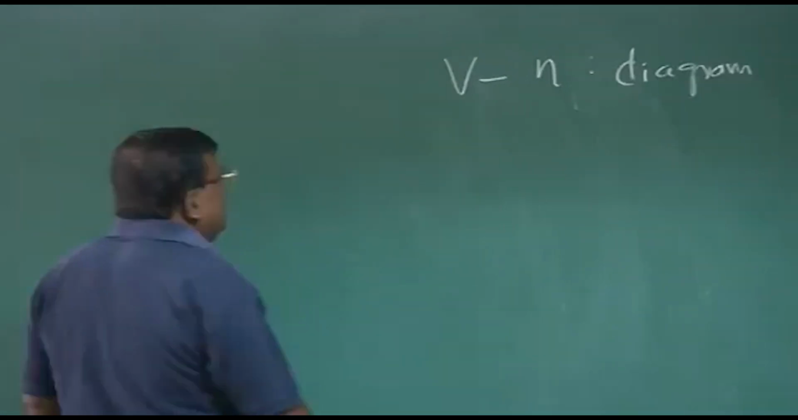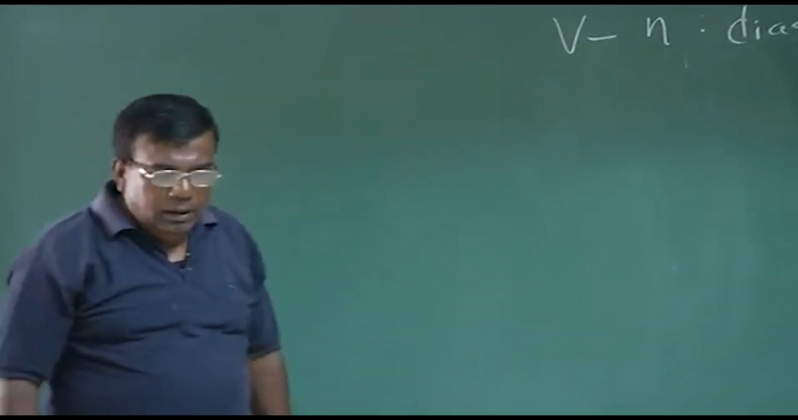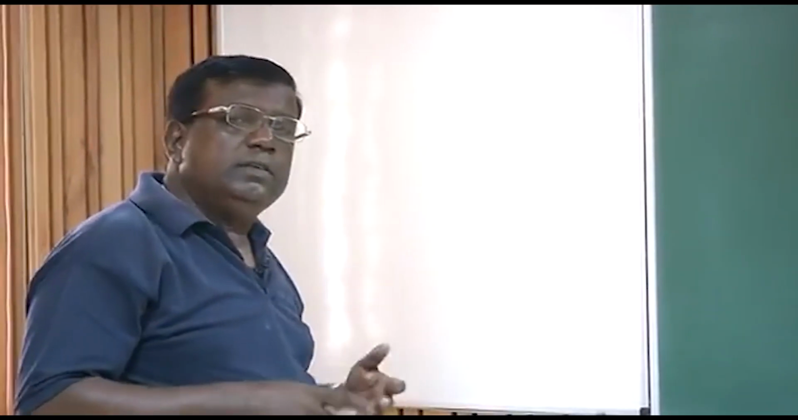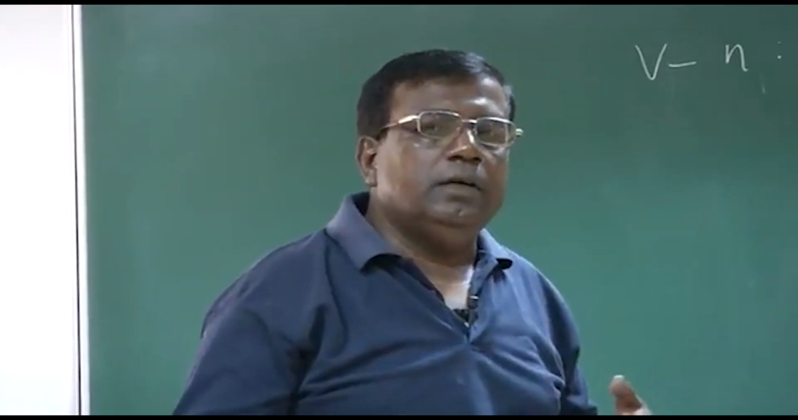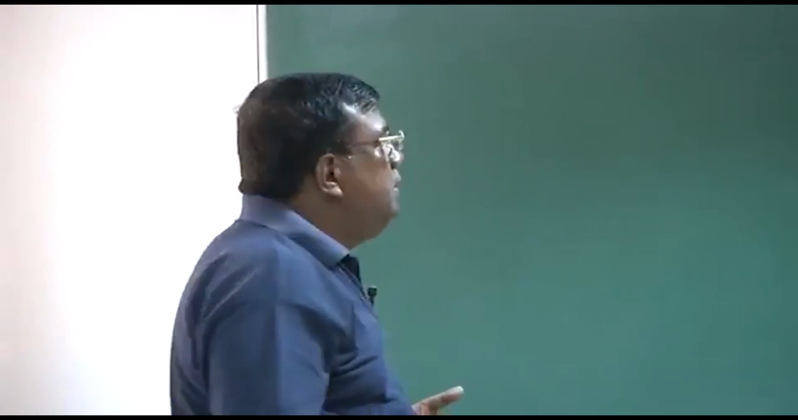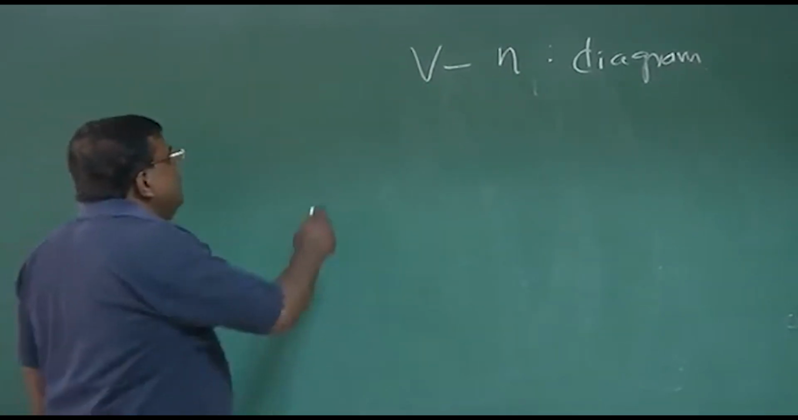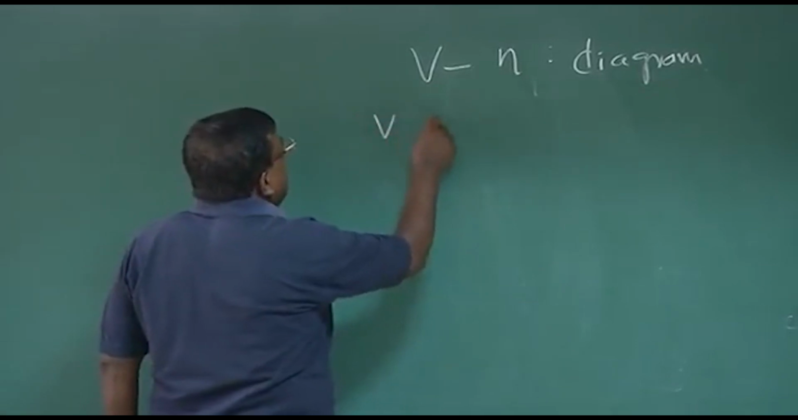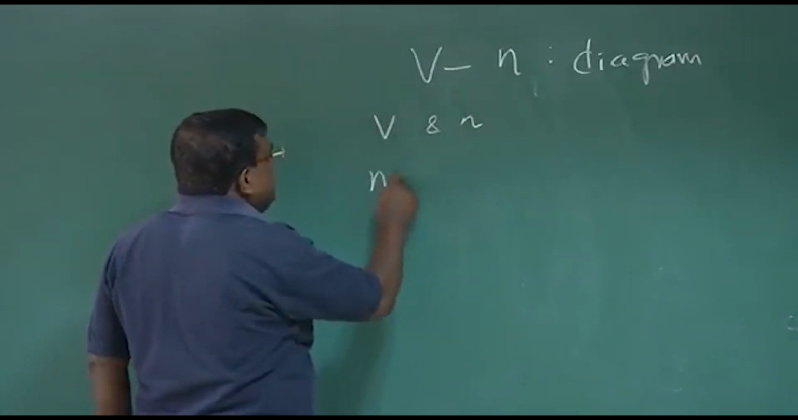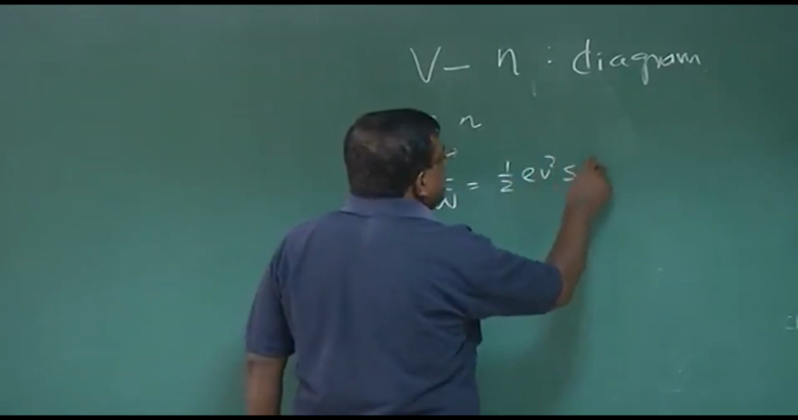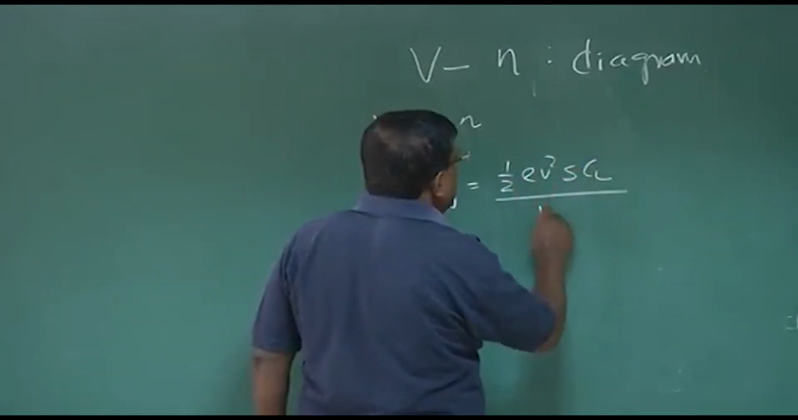Now let us try to draw a very simple VN diagram. We will have one more session on the VN diagram, a little more explicit, but as I told you, we will be evolving this course along with you. I am not in favor of pumping in every piece of information at one time. So we'll have a very simplistic look at the VN diagram. The purpose is that I have to plot V and N. I know N is nothing but lift by weight, so it is half rho V square S CL by W.